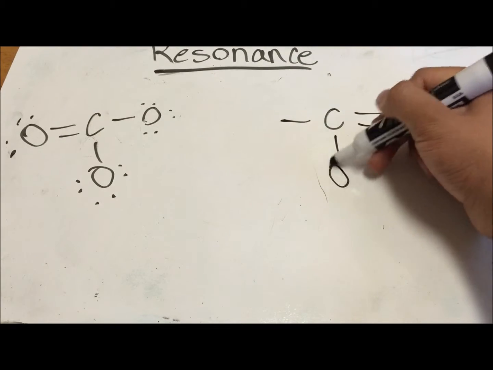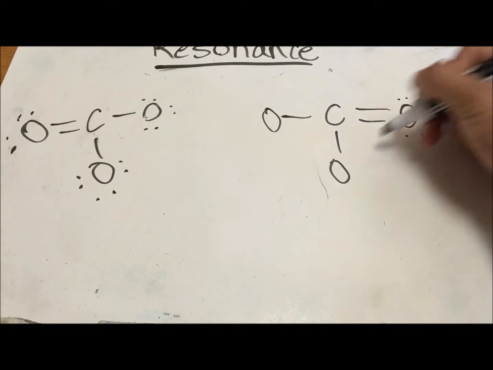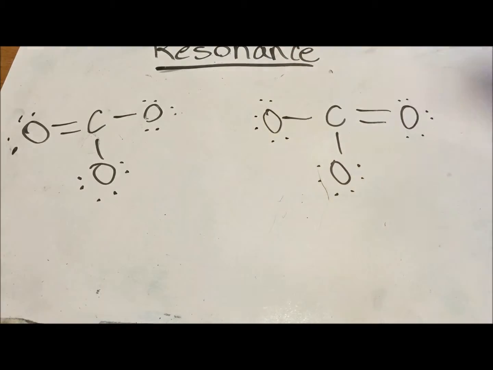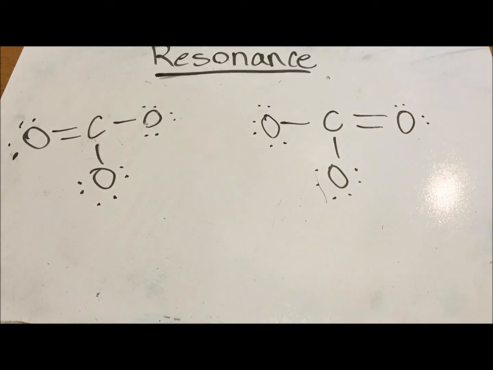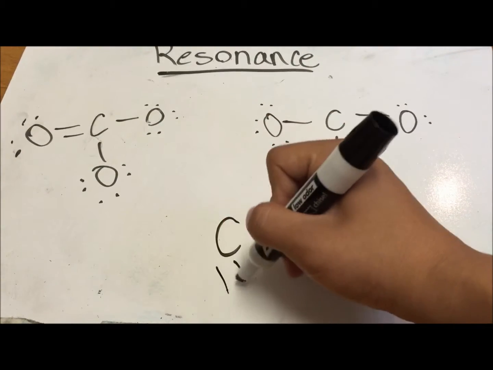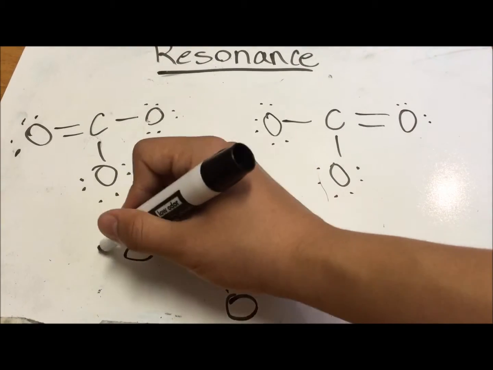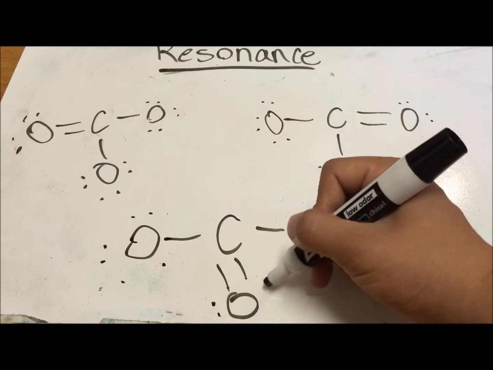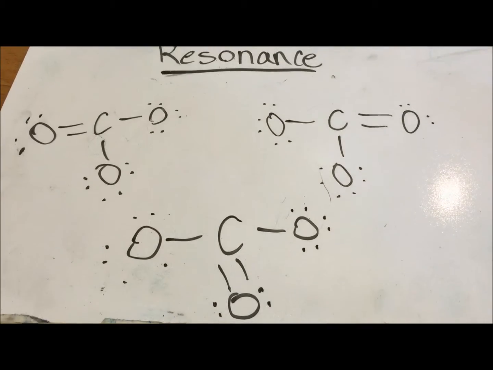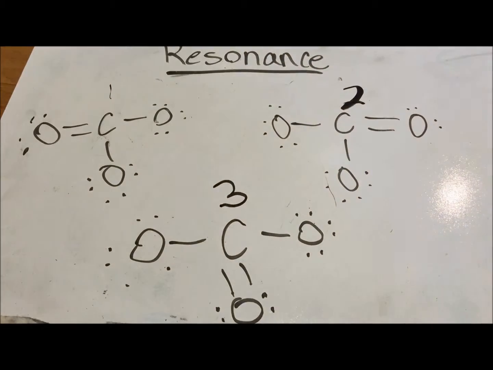However, if you notice, there's a double bond between the oxygen on the left in the first structure, but this time I put a double bond with the oxygen on the right. And this means that CO3 2- has a different structure, and this is also valid because it completes the octet of each atom and also has a total of 24 valence electrons. And now, if you notice, I'm doing a double bond with the oxygen on the bottom. This is another valid structure. So this means that CO3 2- has 3 Lewis structures. And this is resonance.